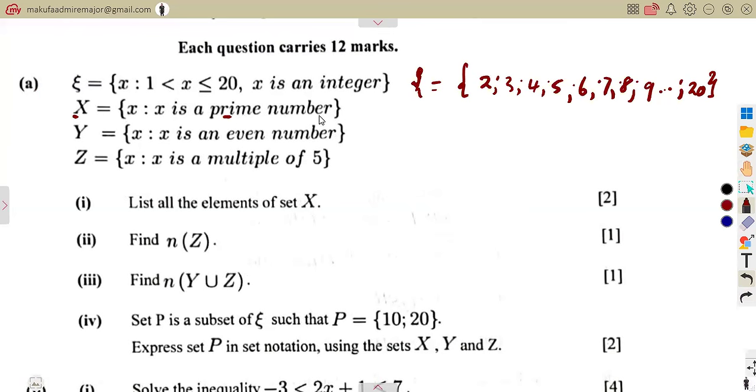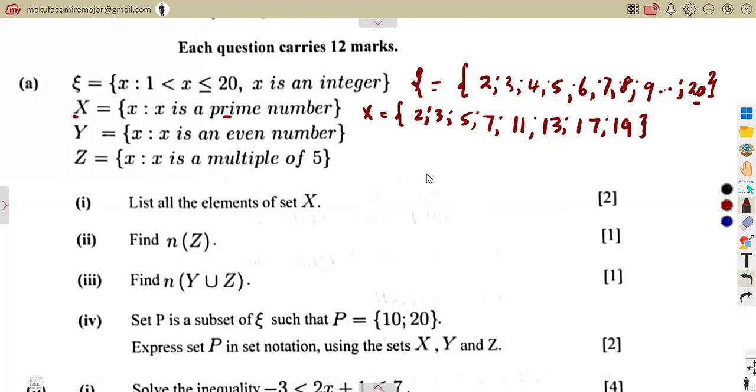X is of prime numbers, meaning X consists of all prime numbers. What is a prime number? A number that is divisible by 1 and itself. Remember, when you're asked to write a number as a product of its prime factors, you're talking of the prime numbers 2, 3. So we have 2, 3, 5, 7, also 11, 13, 17, 19, but 20 is not, so up to 19. These are the prime numbers divisible by only 1 and itself.